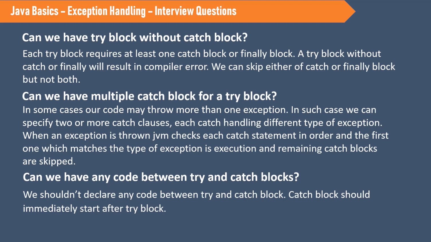Can we have a try block without a catch block? So this one, you have to remember. Each try block requires at least one catch block or finally block. Either you should have a catch block or you should have a finally block. Without having any of these, the compiler will throw an error. A try block without catch or finally will result in a compiler error.